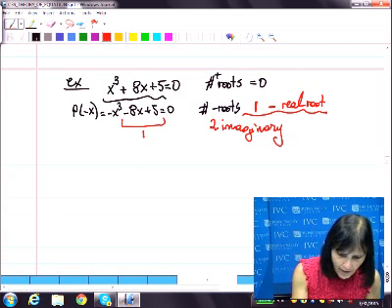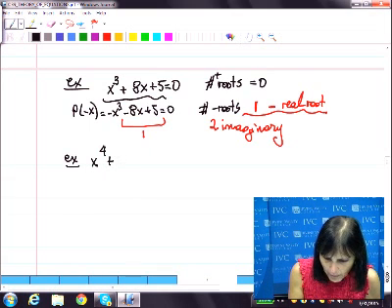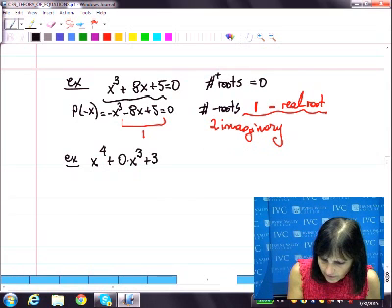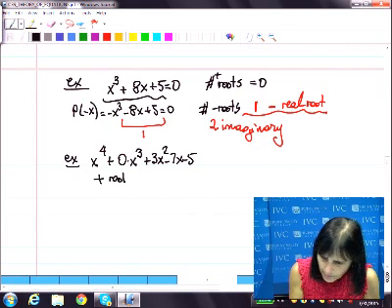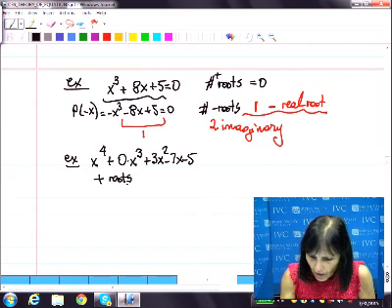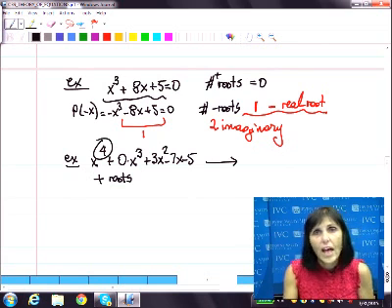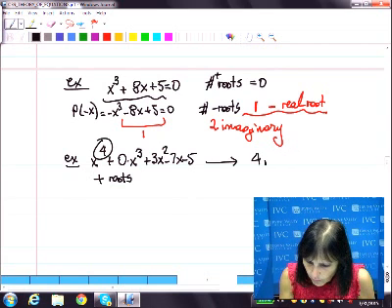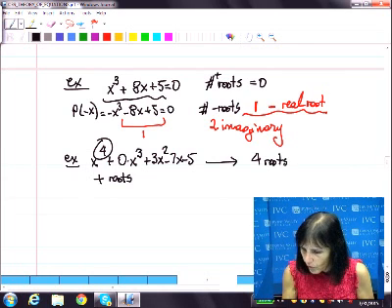So let's look at this one: x to the 4th plus, let me put that 0 so you can see it, 0 x cubed plus 3x squared minus 7x minus 5. Let's look at the possible roots. First of all, let's find out how many roots I'm going to have. This is 4th degree. The nth degree theorem says you're going to have at most 4 roots. Some of them can be repeated, but it's going to be 4 total.